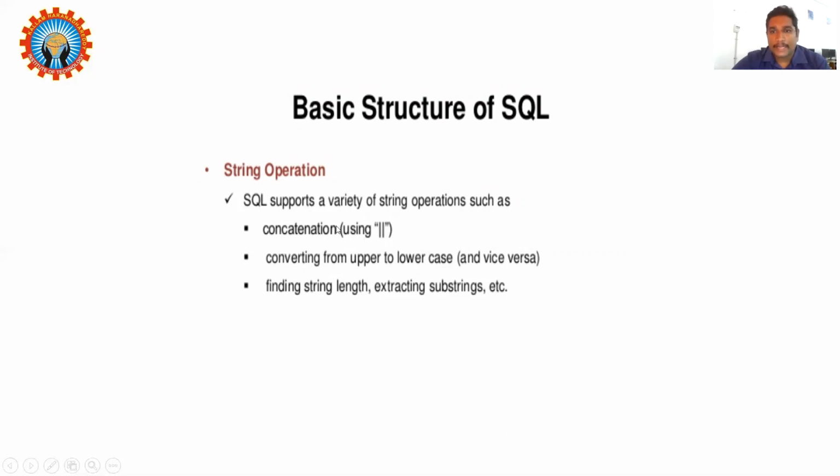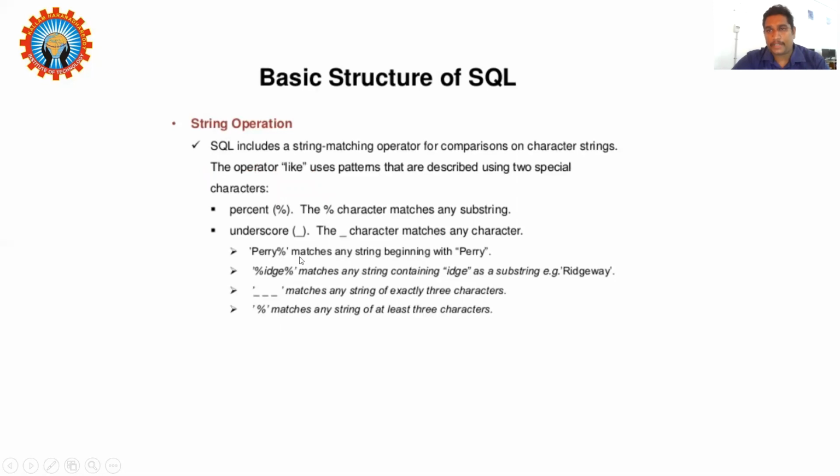If you want to concatenate, we use two appended bars. This is the symbol for concatenation, that is combining two or more characters, and converting from upper to lower case. Already in string functions we discussed various uppercase and lowercase conversions. And if you want to calculate the string length, we use a function called string length. So we are taking strings, as in the previous example. This is the representation for retrieving the substring of data.